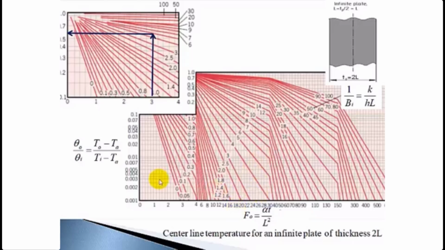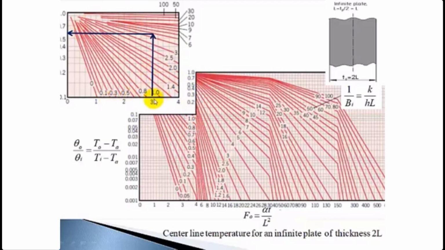All are similar charts. We have calculated the Fourier number as 3.072 and 1 by Biot number as 4.8. Now 3.072 will come somewhere here, and 4.8 somewhere here. But this portion is taken and magnified and shown. Some of the charts will show like this. To read accurately, clarity will not be there for this chart, so this portion is magnified and shown here.